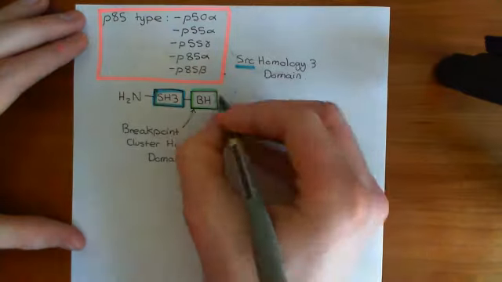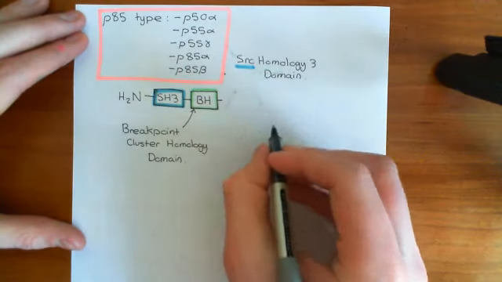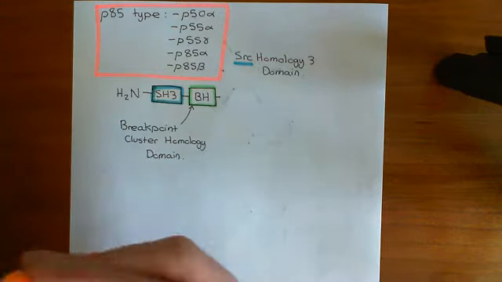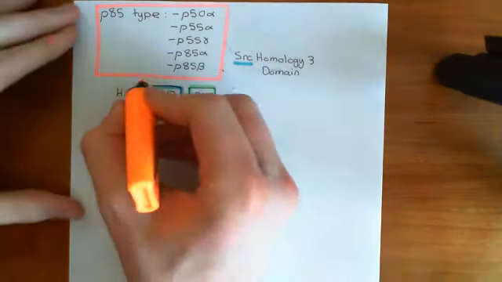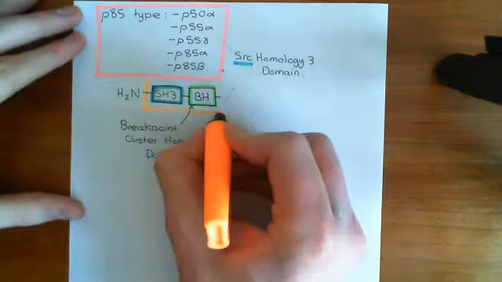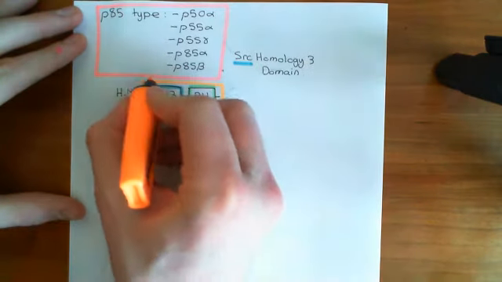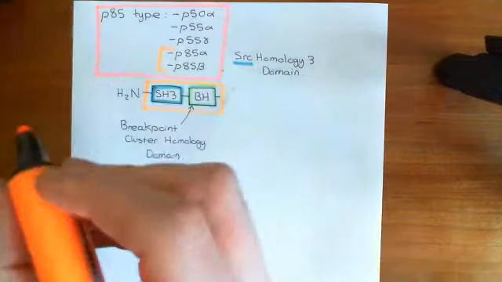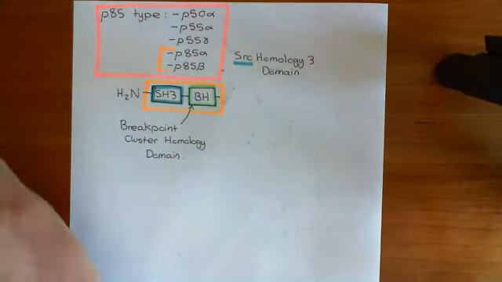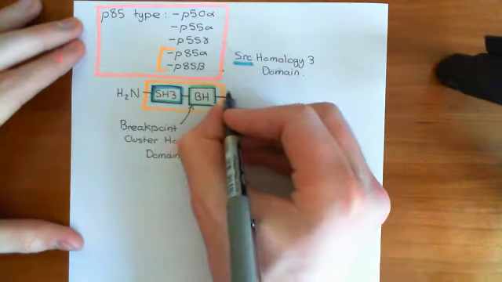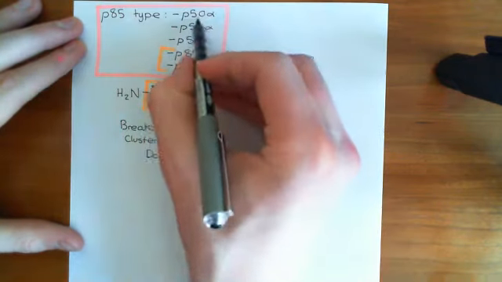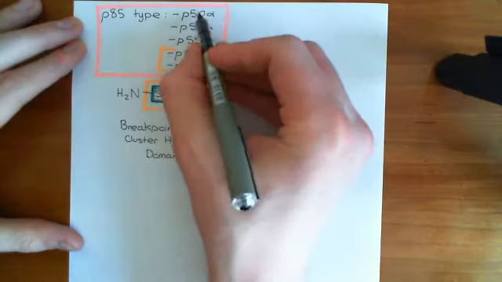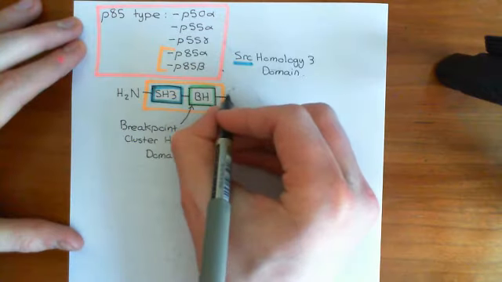Right, after that, what you have is some of the important domains coming now. These are the ones that are going to be present in all of these P85 type regulatory subunits. So these two that we have just talked about here are only present in the P85 alpha and the P85 beta, these longer ones. Whereas what we're about to talk about, the bits that start now, are going to be present in all of the 5 of them. So these other 5, if you like, would start now.